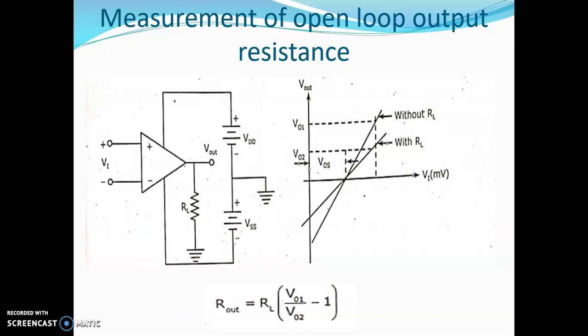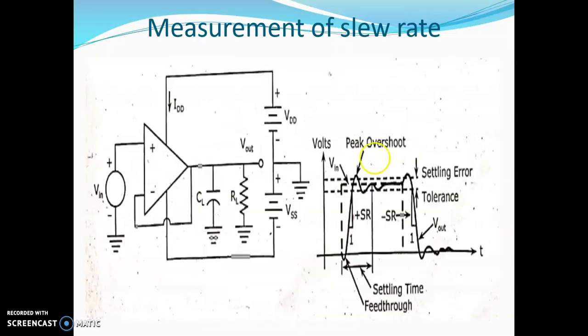Next, for the large signal transient response, we will be seeing the topic measurement of slew rate. This is the last topic of the 4th unit. Measurement of slew rate is used for measuring large signal transient response. In this circuit you can measure both the positive and negative slew rates and the positive and negative settling times.